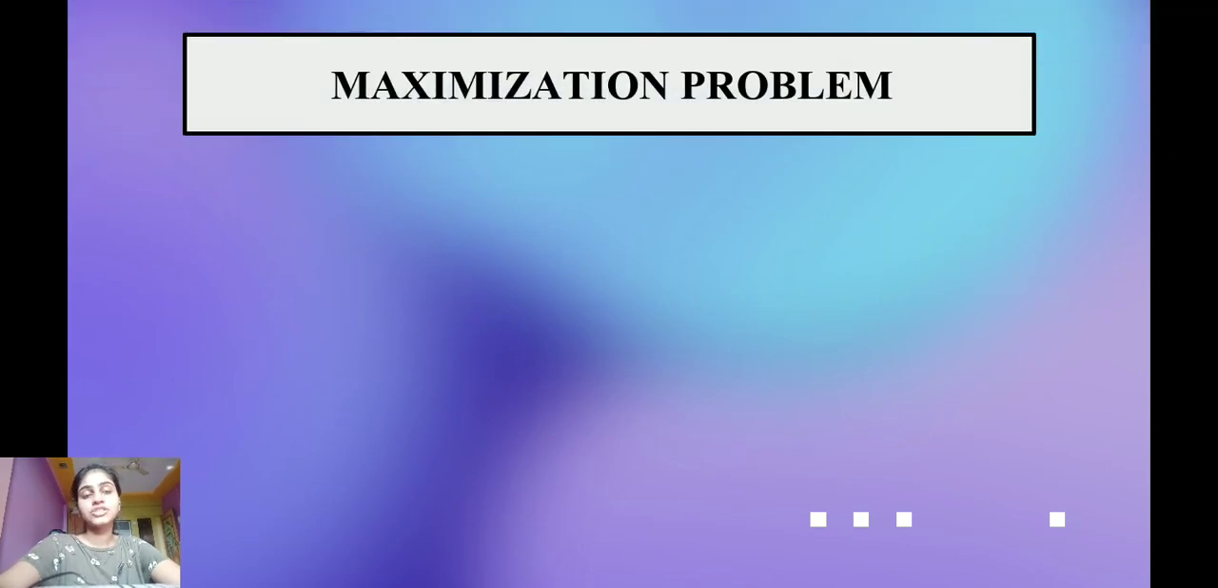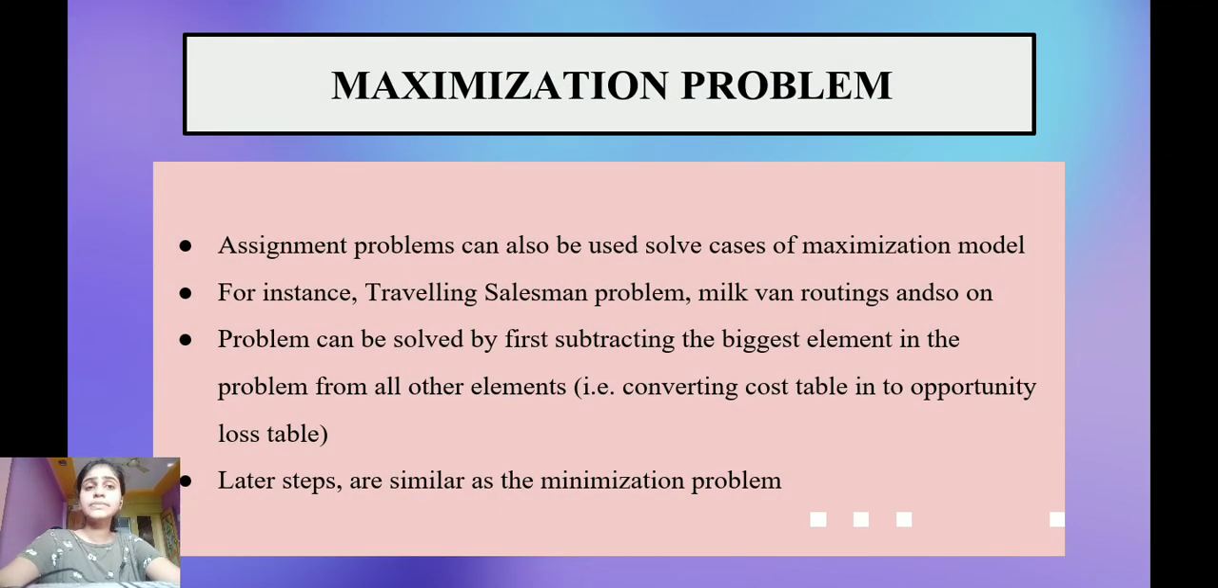Minimization and maximization problem. The assignment problem can also be solved in cases of a maximization model, for instance, the traveling salesman problem, milk van routes, and so on. The problem can be solved by first subtracting the biggest element in the problem from all the other elements, converting the cost table into the opportunity loss table.